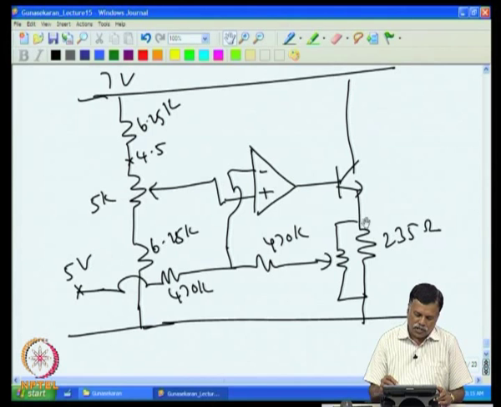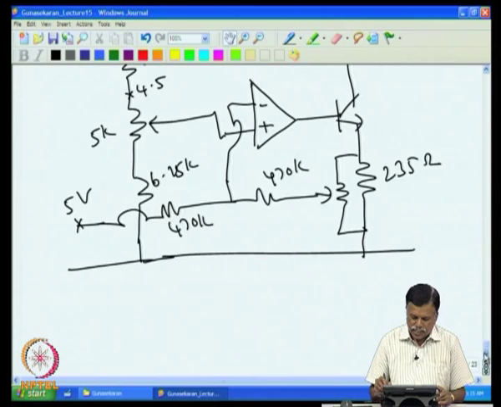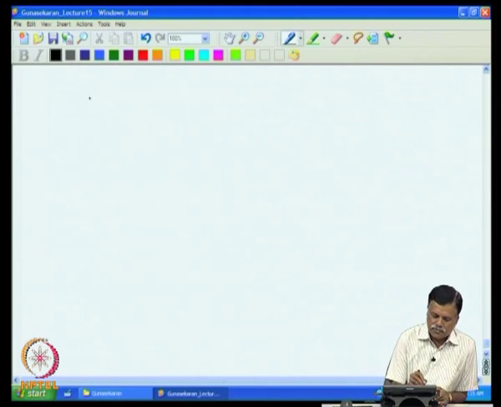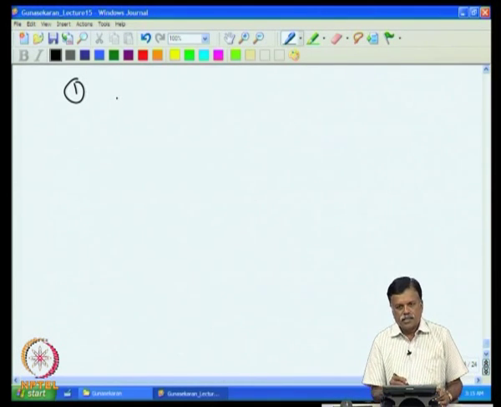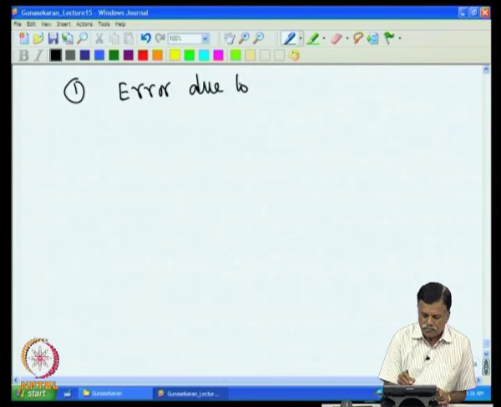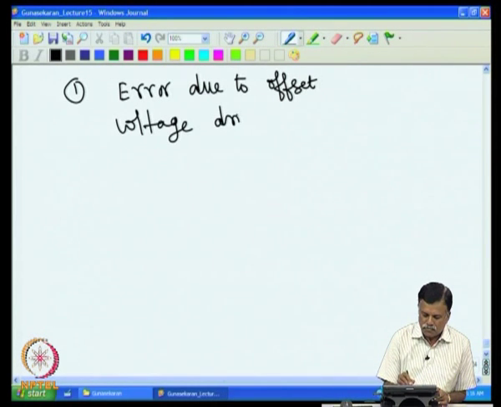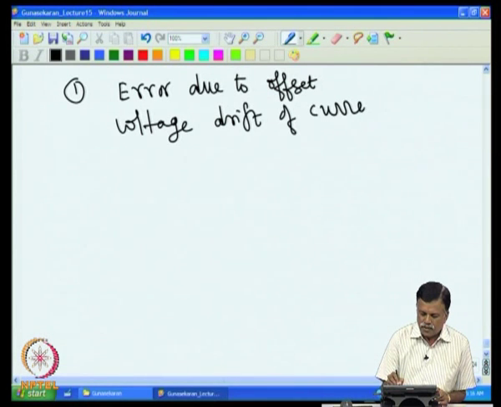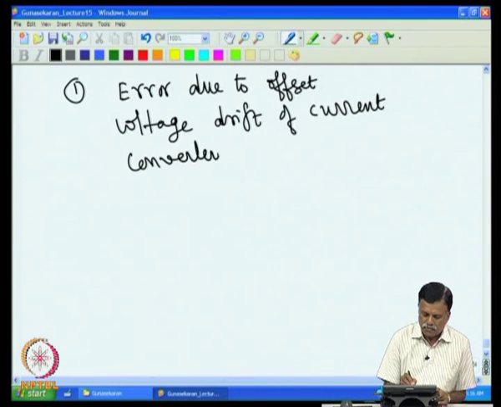So, essentially first find out what is the offset voltage drift here, then the same drift is expected here, then find the voltage change required here, the expected voltage change here, and once you know the expected change in voltage here, then resistance is known, the current change can be computed. So, we go step by step. So, now we are calculating the error due to offset voltage drift. That is the first error in the current converter stage. So, error due to offset voltage drift of current converter op amp. That is the error that we are going to calculate.